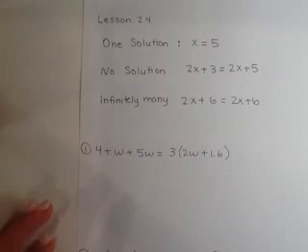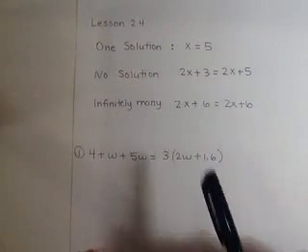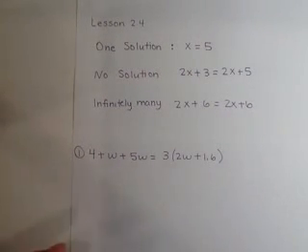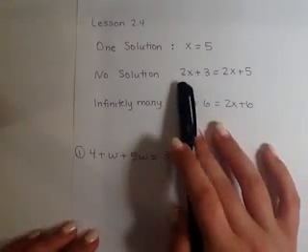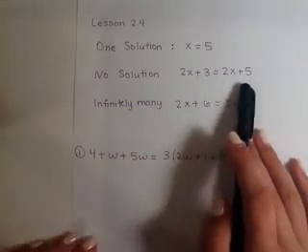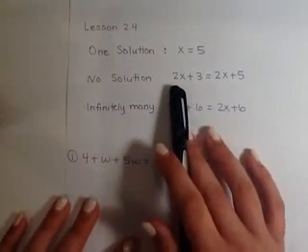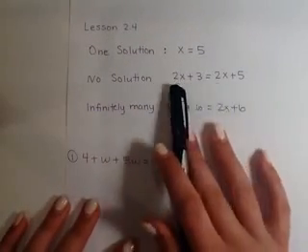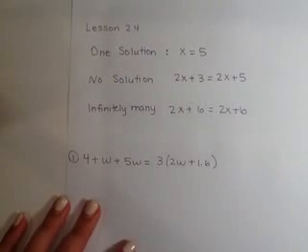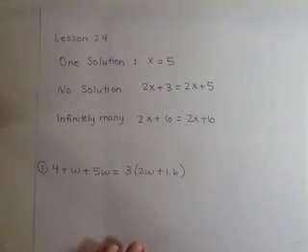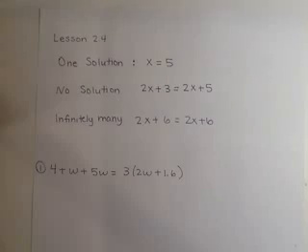What a no solution is, whenever you come down to, and you're solving both left side and right side, and you get down to where 2x plus 3 and 2x plus 5. This is one of a million examples. What that means is you had the same variables but different constants. I'm going to show you how this is a no solution.